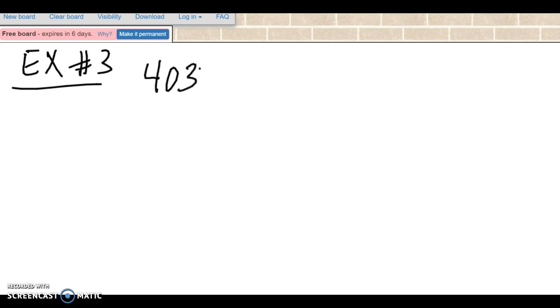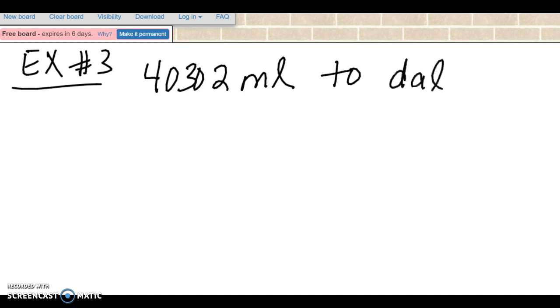40,302 milliliters, and we want to convert it to deciliters. Pay special attention to how your textbook denotes deciliters. It uses the symbol DA. DA is deca. Okay? And that's going to be important when we use our mnemonics.